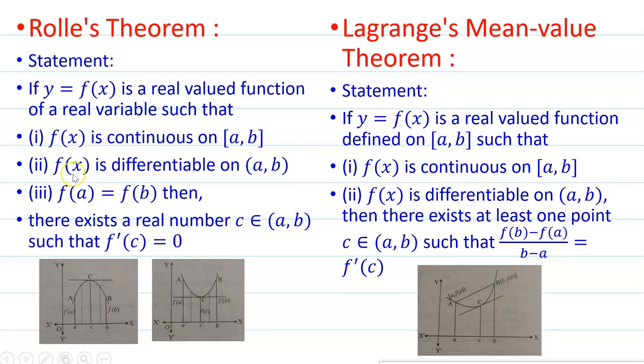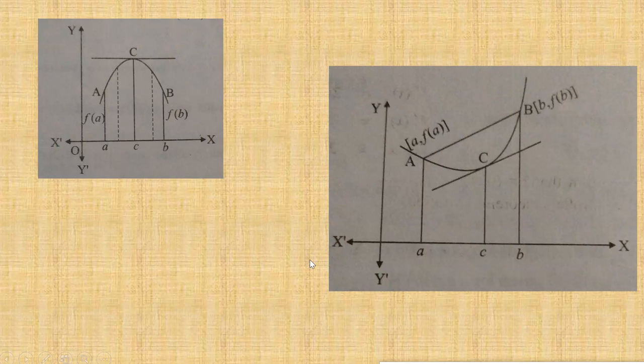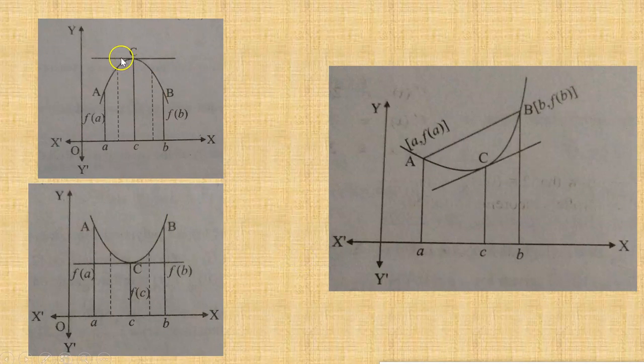f of x is a continuous, differentiable. Okay, one thing is different. What is that? f of a is equals to f of b, but here f of a is not equals to f of b. हा दोघातला डिफरन्स आहे. Okay, now see this again, the figures. Okay, these tangents are parallel to x-axis, but this tangent is making the inclination with the x-axis.